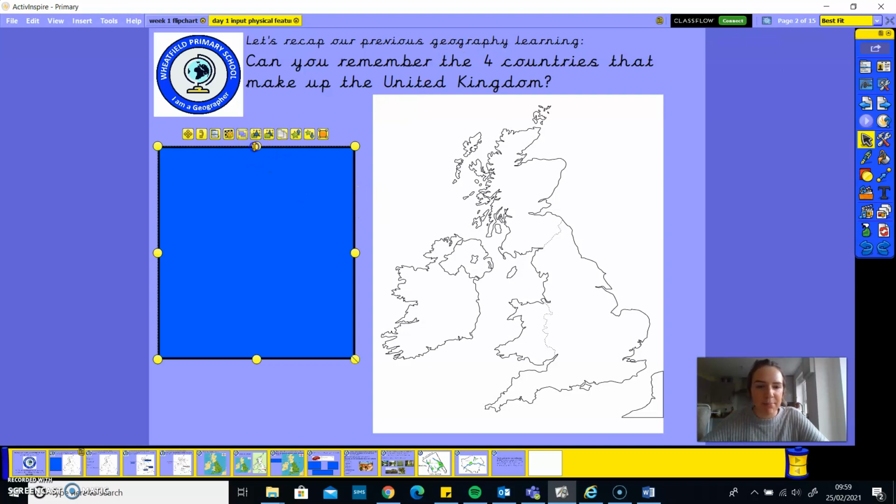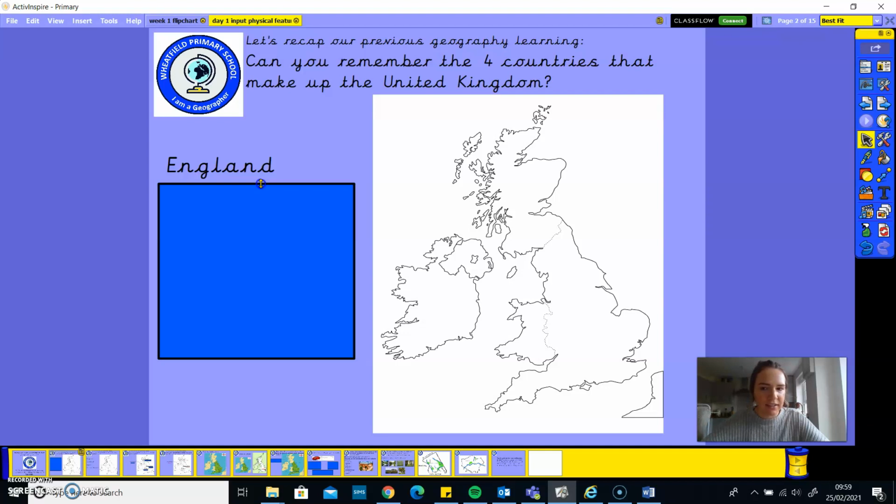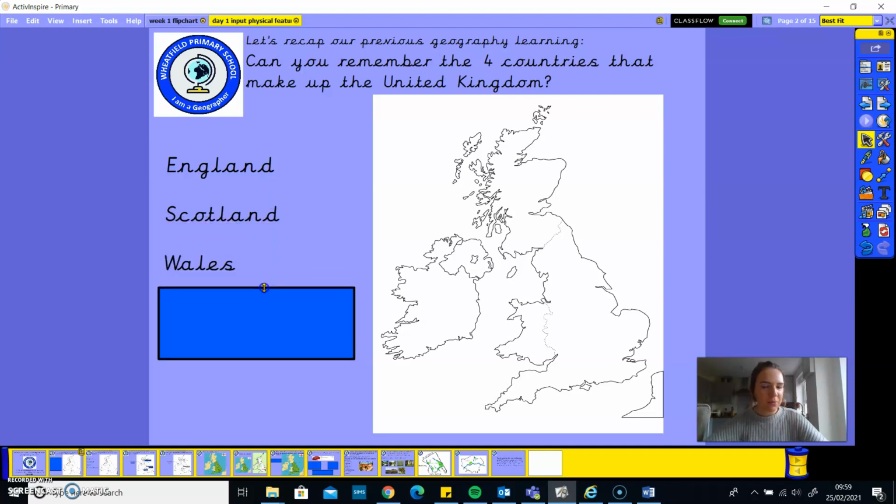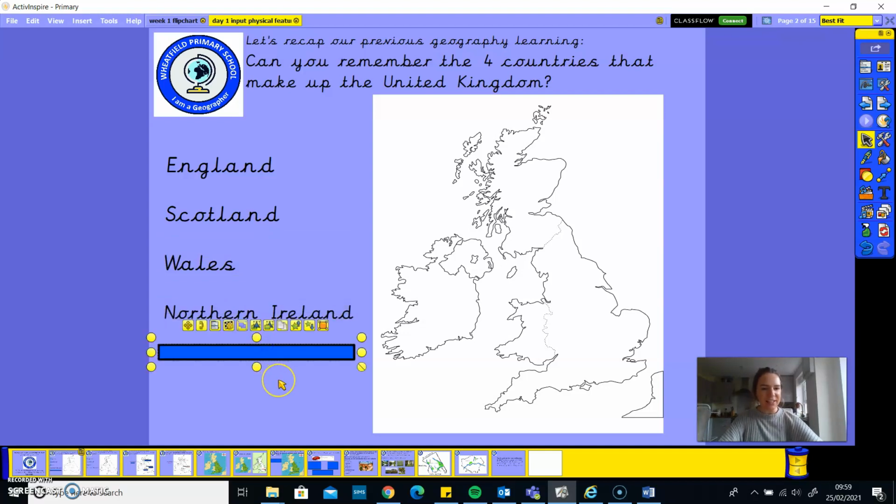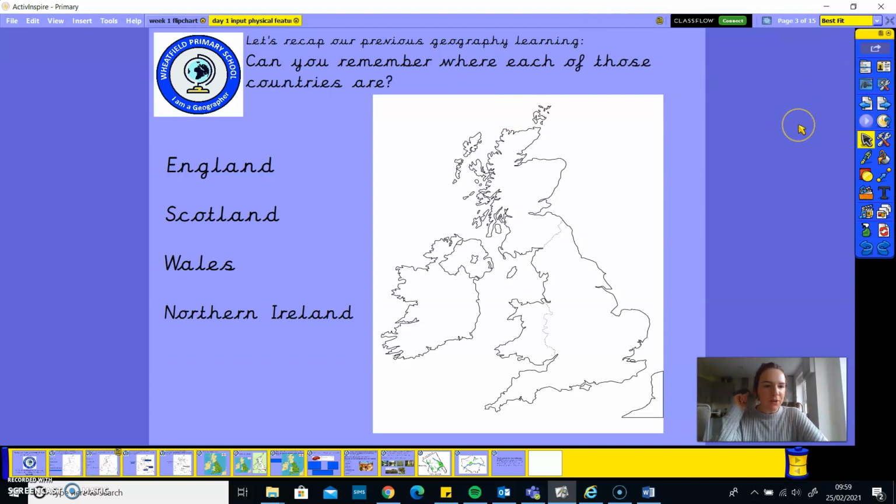So our 4 countries that make up the United Kingdom are England, Scotland, Wales, and Northern Ireland. So there are our 4 countries that make up the United Kingdom, or the UK, as it is known for short. So your next job, can you remember where each of the countries are?